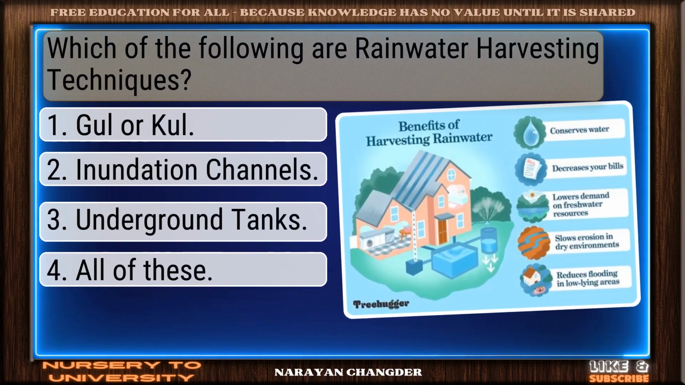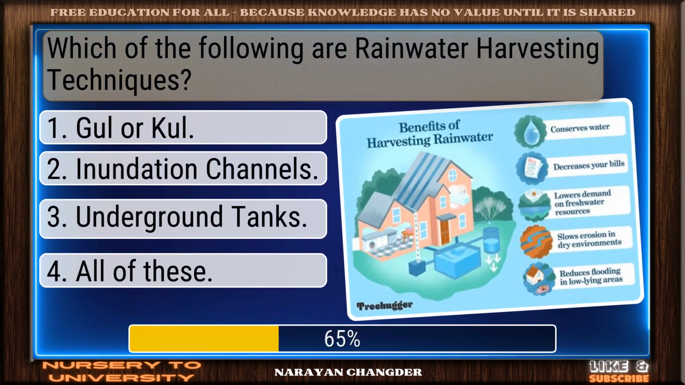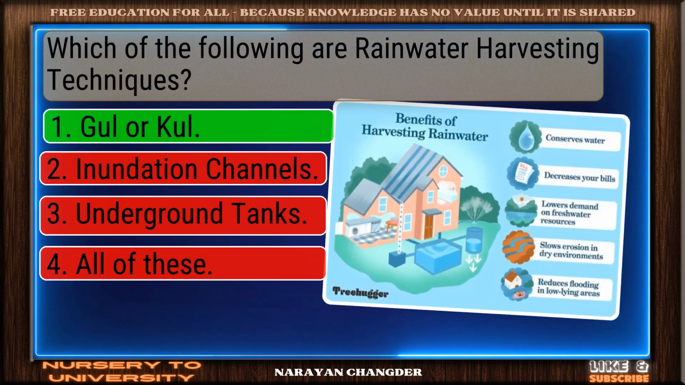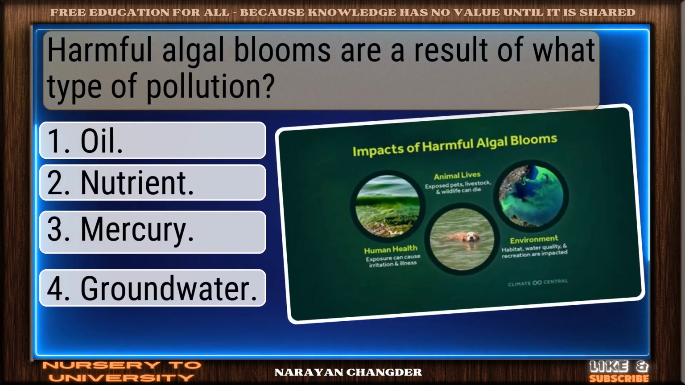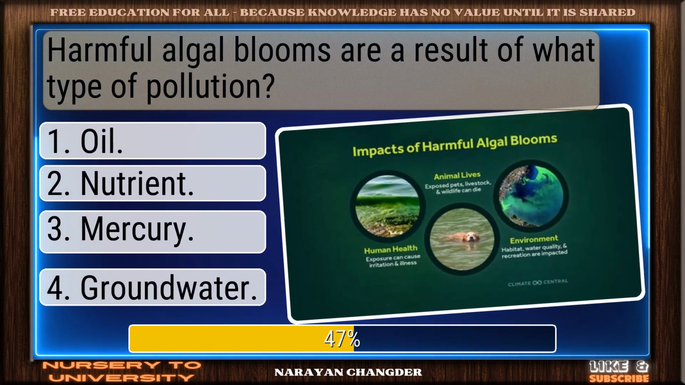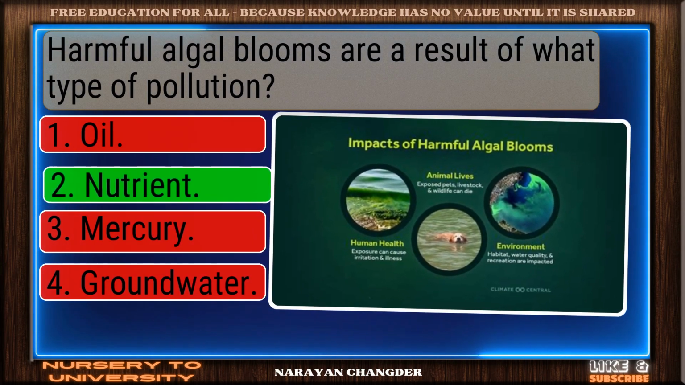Which of the following are rainwater harvesting techniques? Strong choice. Gul or Kul is right. Harmful algal blooms are a result of what type of pollution? On track. Nutrient is correct.